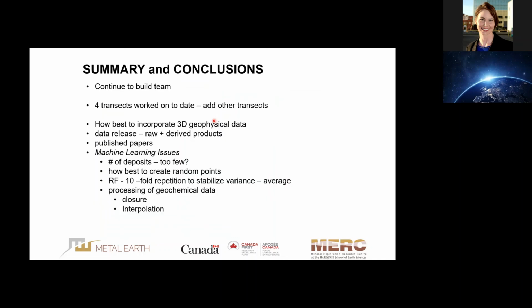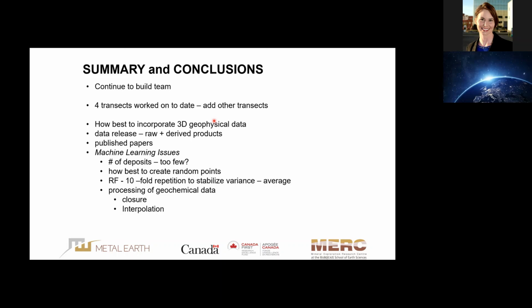So in summary and conclusions, we would like to continue to build our team, invite more members in to work with us and utilize your geological expertise, and especially defining the exploration models. We've worked on 4 transects to date. Some of them are only preliminary models, but obviously we're going to add the other transects. I'm especially interested in the new Abitibi compilation coming our way, hopefully, and I'd love to incorporate that in some of our models. In fact, why not create a model for the entire Abitibi belt? And that would be something we could do.